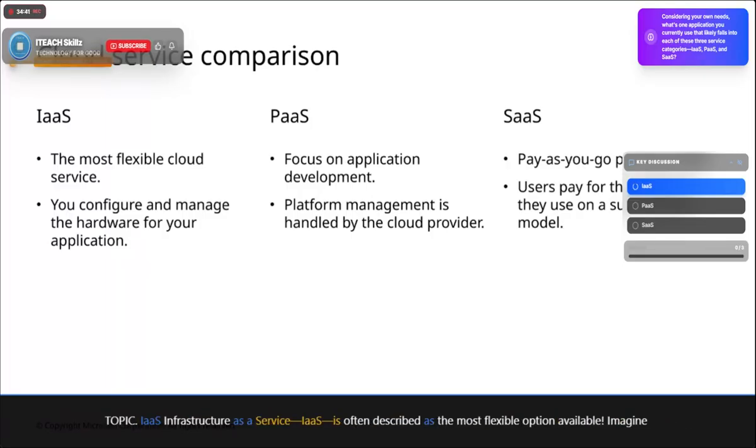Topic: IaaS. Infrastructure as a service, IaaS, is often described as the most flexible option available. Imagine you're building a house. With IaaS, you're essentially renting the land, buying all the construction materials like wood and bricks, and hiring contractors to build everything exactly how you want it.